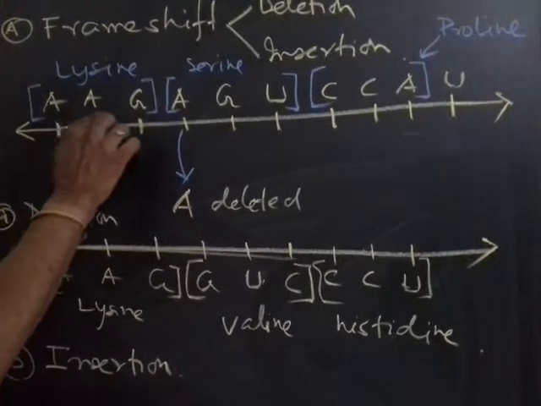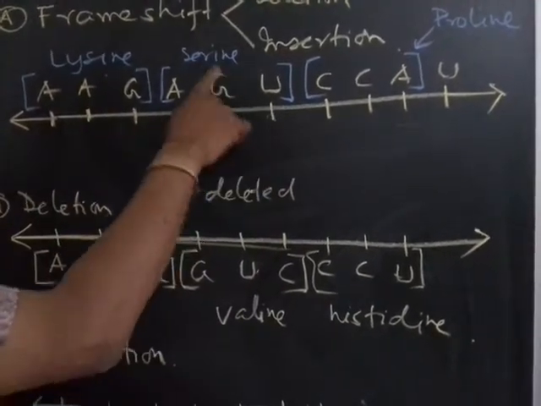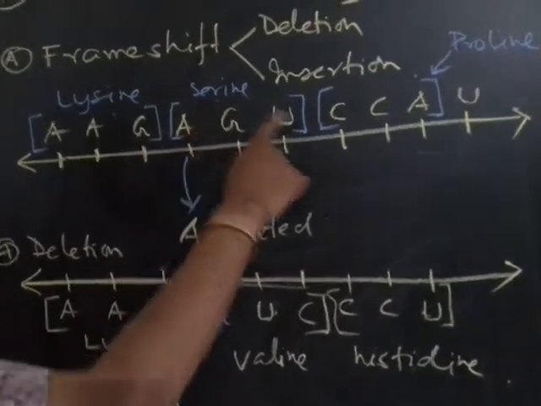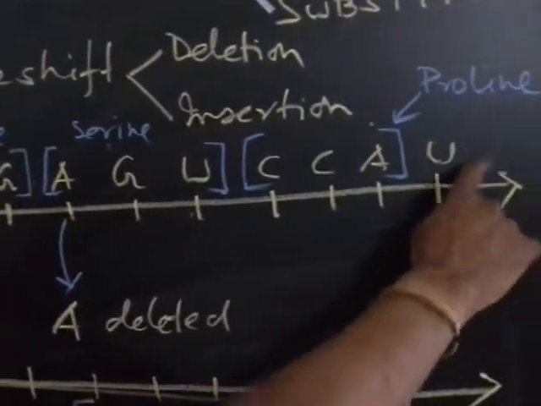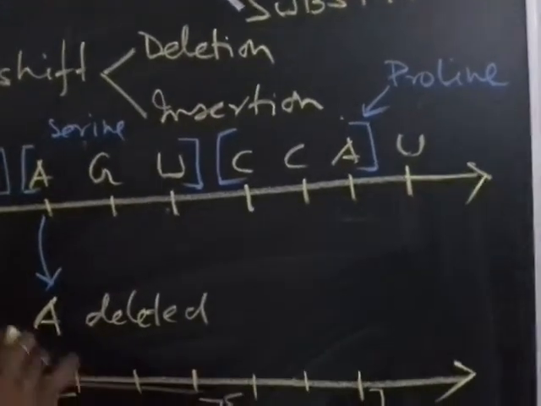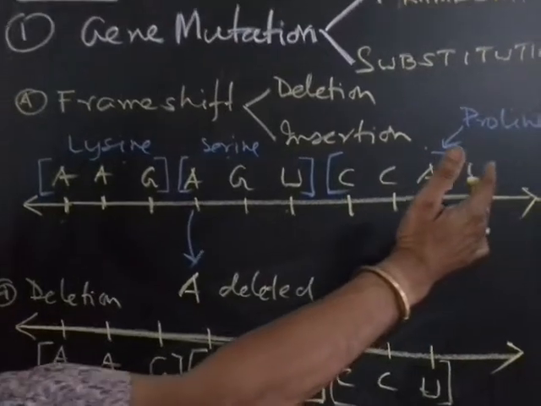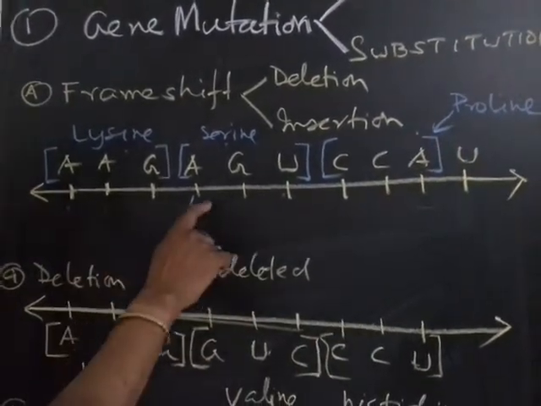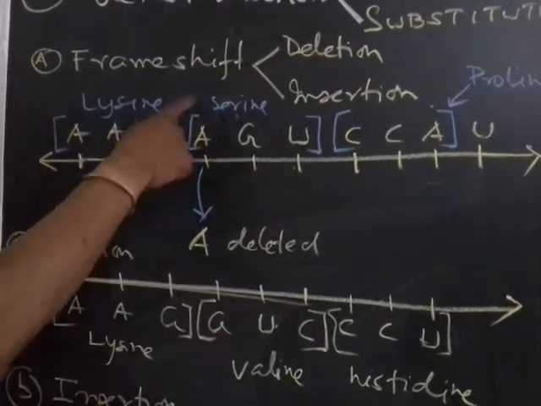Each amino acid is made up of three bases. Like AAG, this codes for lysine. AGU codes for serine, another amino acid. CCA is for proline, and another may come in the next sequence. So the sequence of the amino acids in a particular segment of the mRNA is lysine, serine, proline, like this. Now suppose there is a deletion.